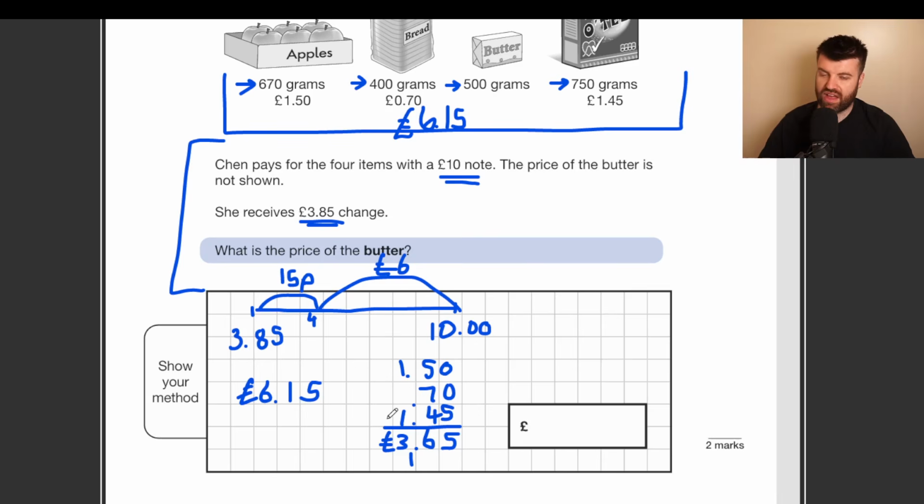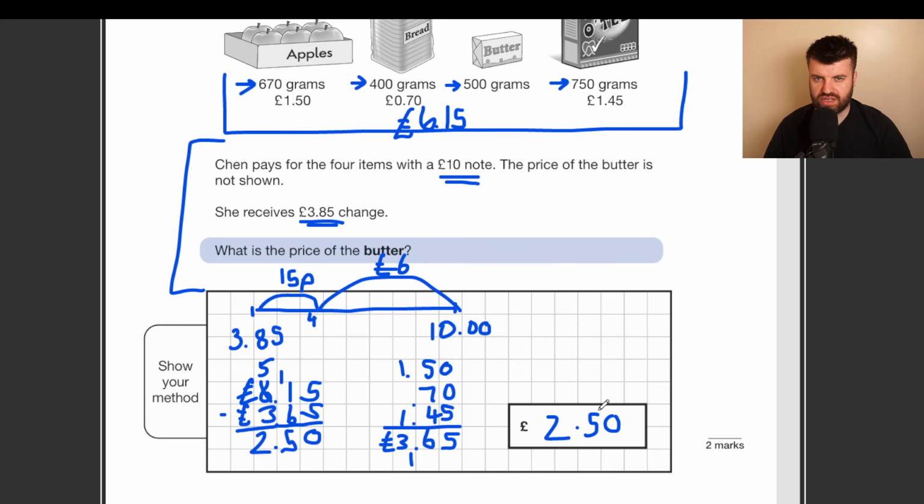So now, to figure out how much the butter cost, we need to know the difference from going up from £3.65 to the real total, which was £6.15. So to find the difference, we're going to simply subtract £3.65 from £6.15. And then we're finally at the answer. 5 take away 5 is 0. We're going to have to exchange here in the 10p column. So we have 11 10p's, take away 6 is 5 10p's, put a decimal place, 5 take away 3 is 2. And the butter costs £2.50.